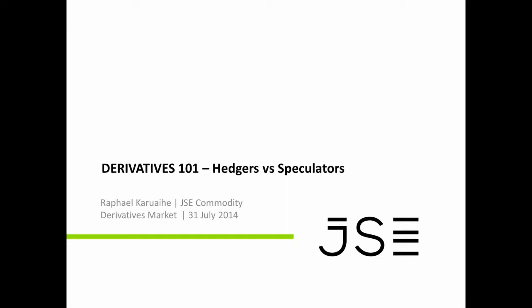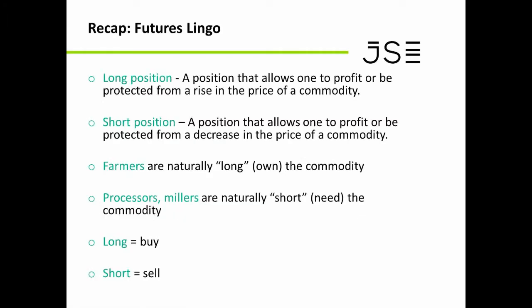And I thought, let me just recap a little bit on some of the futures lingo that we use, because I think it will be helpful in the examples that may come up. A long position is a position that allows one to profit or to be protected from a rise in the price of a commodity. And a short position is the opposite, which is basically a position that allows one to profit or be protected from a decrease in the price of a commodity.